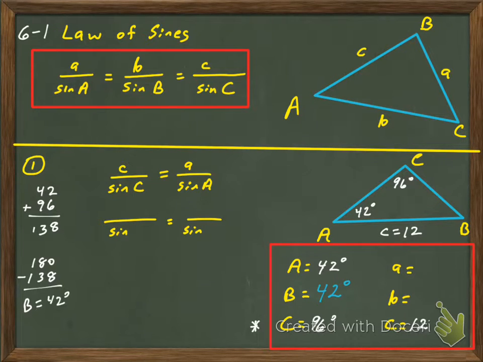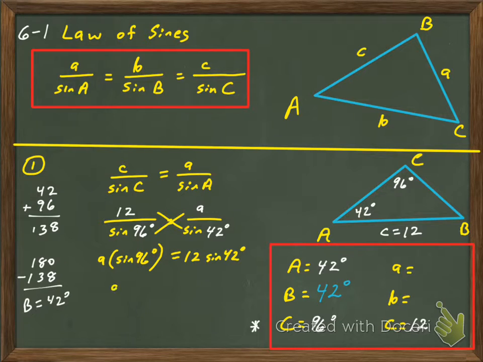So far I know that side C is 12, so I fill it in. Angle C is 96 degrees. I do not know side A, so I'm going to leave that as a variable. I do know that angle A should be 42 degrees, I believe. When you have 2 fractions equal to each other, you could cross multiply. That would give me A times the sine of 96 degrees equaling 12 times the sine of 42 degrees.